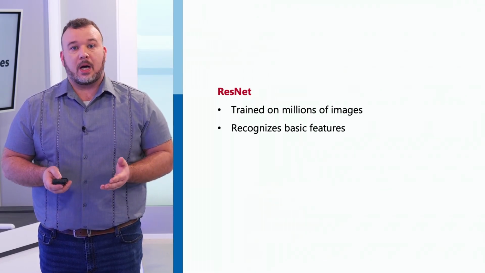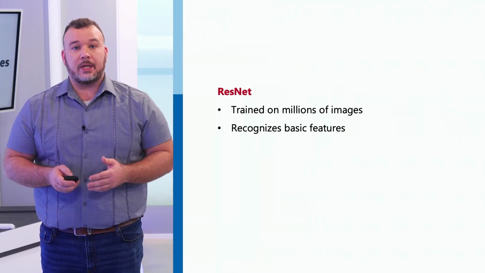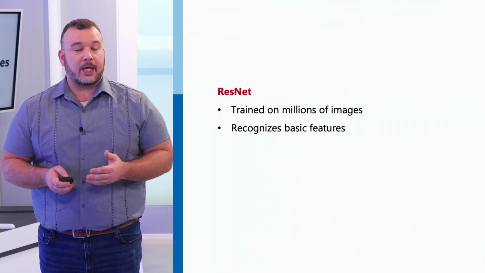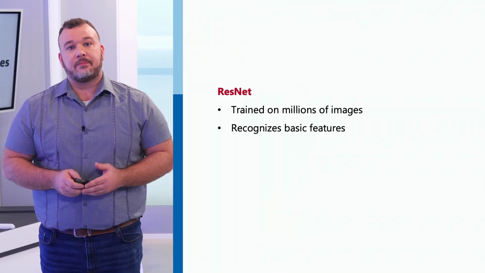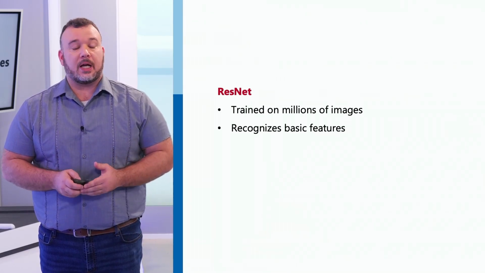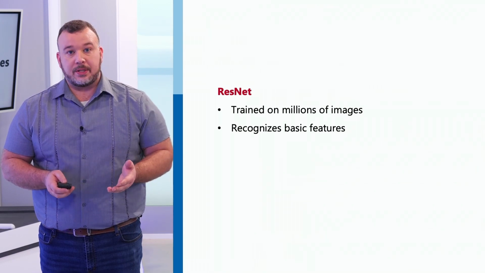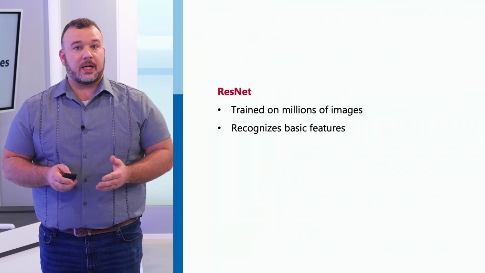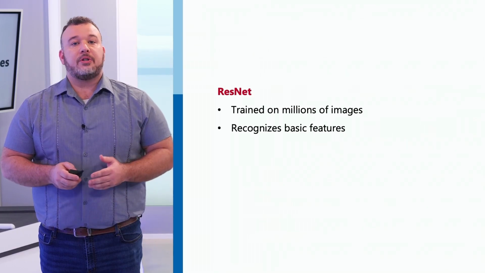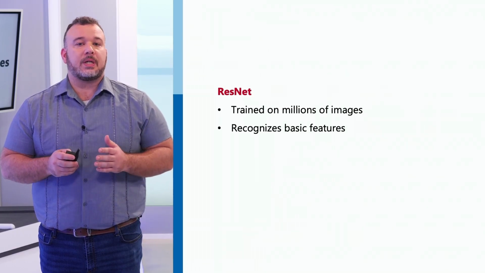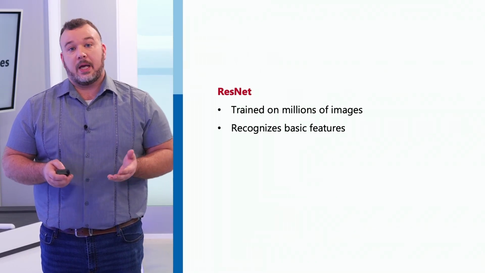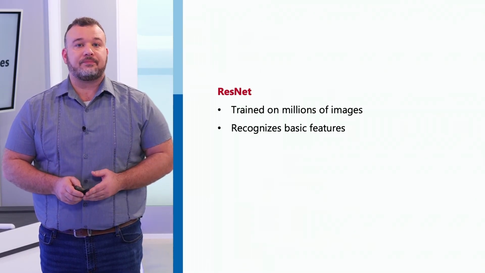For example, a model like ResNet, which has been trained on millions of images, already knows how to recognize basic features like edges or textures. When applied to a specific task, such as medical image analysis, you can fine-tune ResNet with your dataset to detect abnormalities, like tumors, for example. Fine-tuning ensures that the model performs optimally for your specific use case, while saving you time and computational resources.